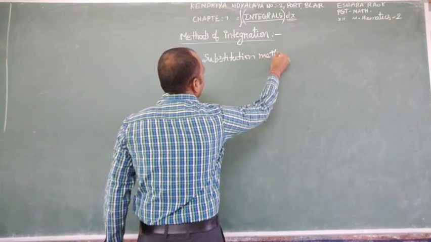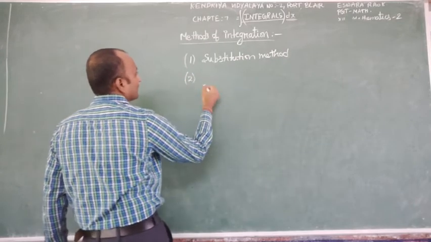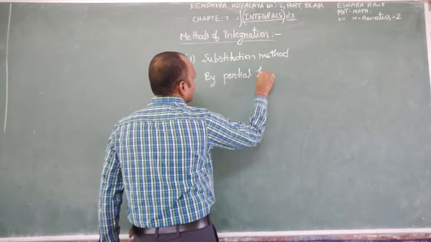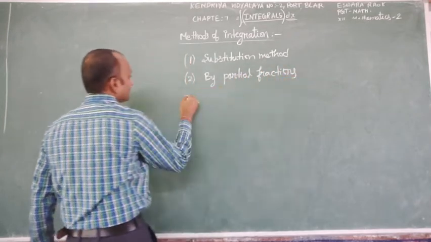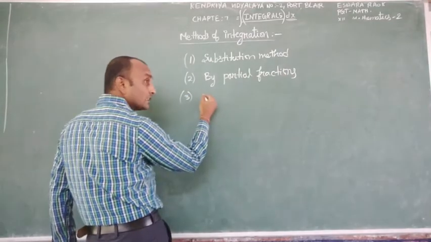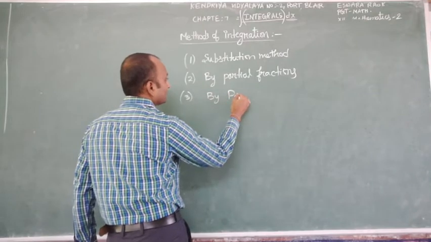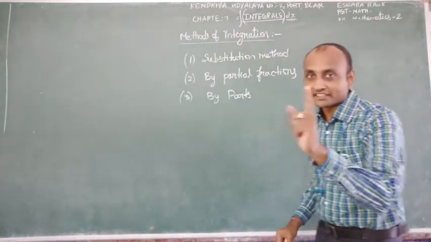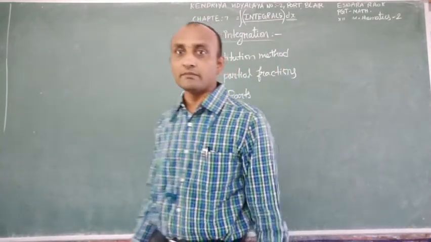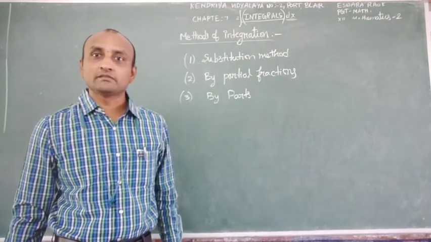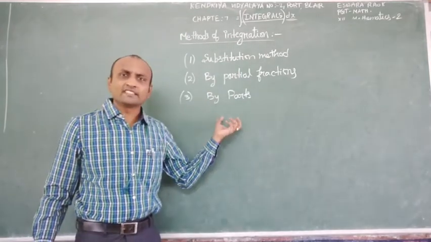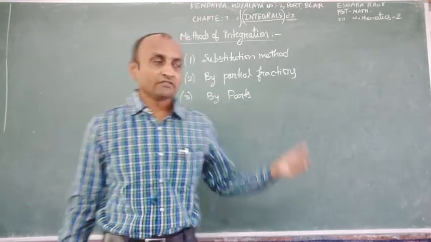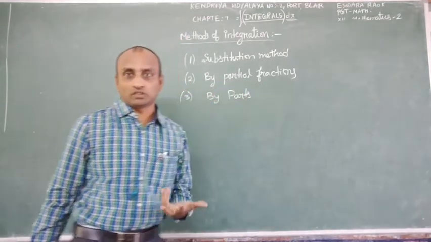The very first method is substitution method, and the two more methods we have are integration by partial fractions, and the third method is integration by parts. We have three methods in integration: integration by substitution, integration by partial fractions, and integration by parts. By parts is like the UV rule. By partial fractions is a different concept which we will learn. When we are learning this method, I will explain what partial fractions are.